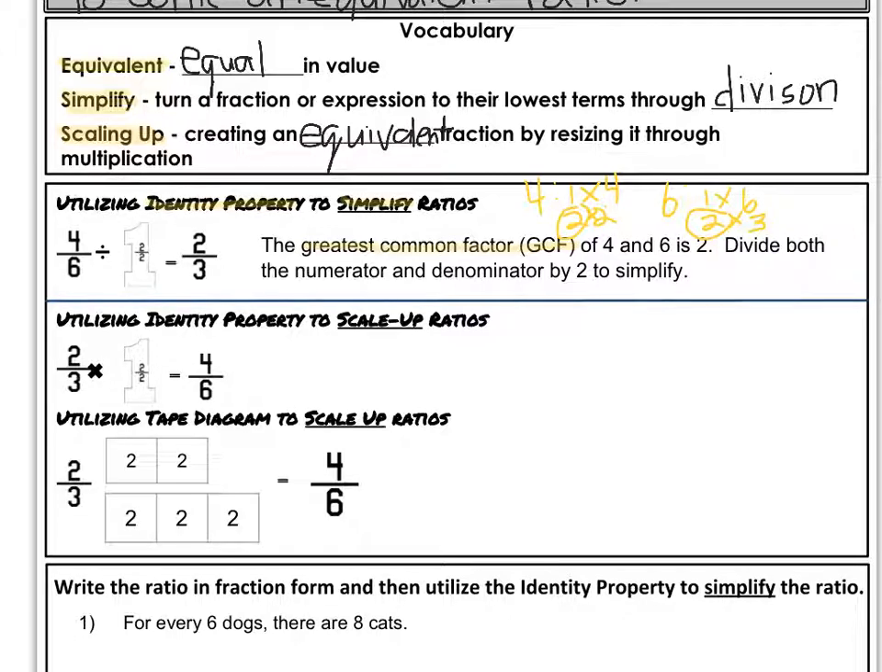So then we would have 2 over 2 written as that number 1. We use that symbol 1 because 2 over 2 equals 1 whole, or 1. And then 4 divided by 2 is 2, and 6 divided by 2 is 3. So it's simplified to 2/3. So 4/6 simplified to 2/3 utilizing the identity property by dividing both numerator and denominator by 2.